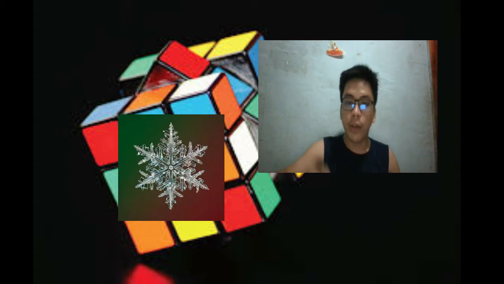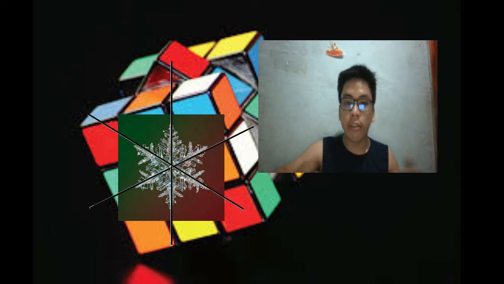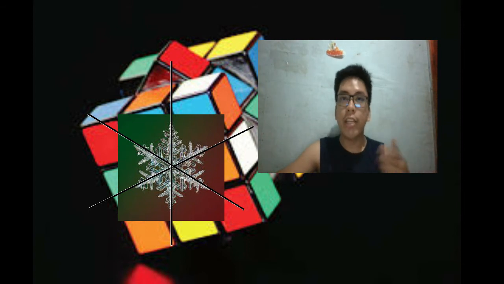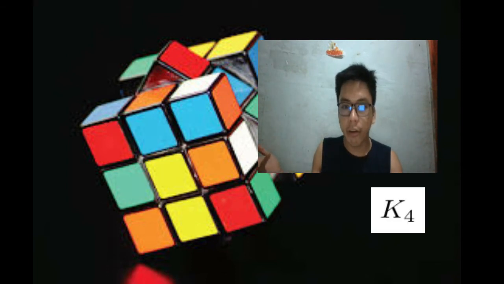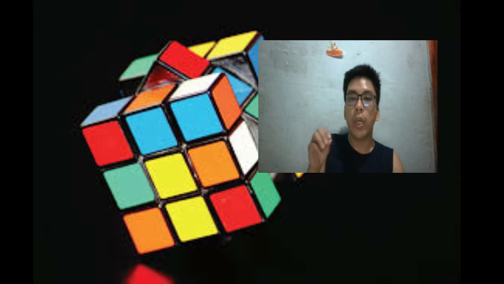Similarly, let's consider a snowflake. It is symmetric, and even more symmetric in different ways. We can flip it along various axes. The collection of all these actions on the snowflake forms a group. The different actions, even the one where we do nothing at all, have different fancy names, like D6, K4, or whatever. But in this video, we only focus on the abstract discussion of the group.